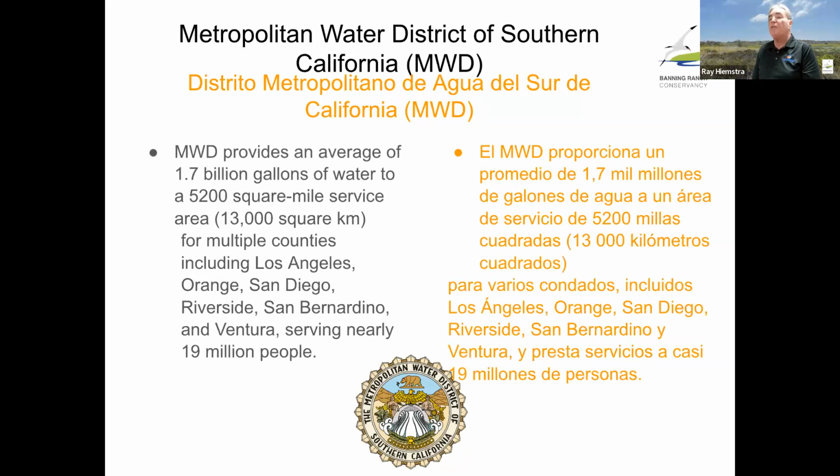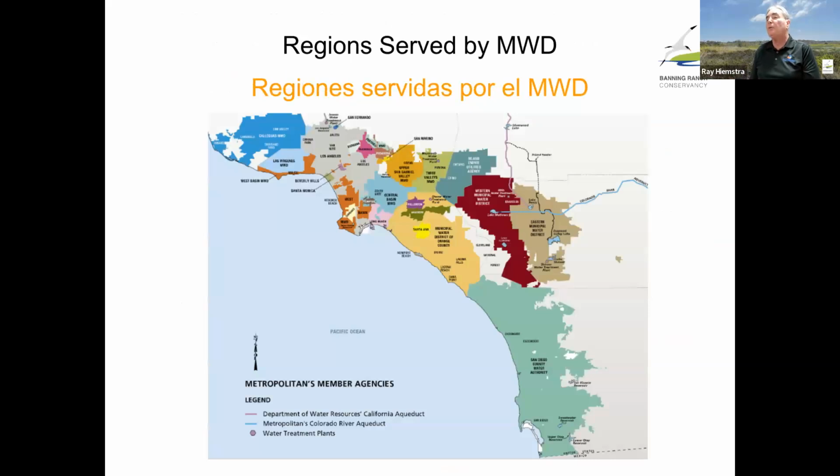They provide an average of 1.7 billion gallons of water a year, and it serves nearly 19 million people. So this is a map of the Metropolitan Water District service area. And as I mentioned, it goes all the way up here from Ventura down to San Diego. So it's a huge service area with a lot of people. And it's a very powerful agency with over 30 board members, representatives from all of these different areas.